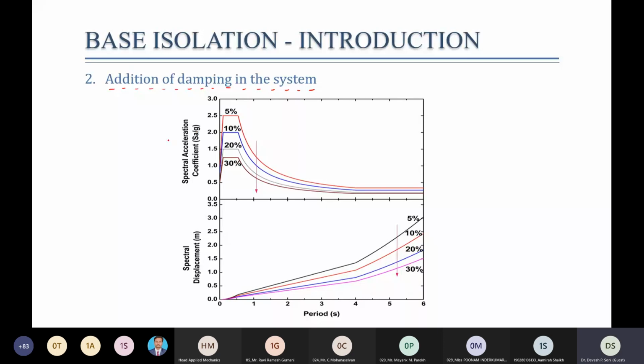To explain the influence of damping, we have plotted two graphs: one of spectral acceleration versus time period, and the second of spectral displacement versus time period. The graphs are plotted for different values of damping, say 5%, 10%, 20%, and 30%. Here we can see from this graph that as the damping increases from 5, 10 to 30, as we move down, the spectral acceleration value decreases. And when the spectral acceleration values decrease, the total horizontal force, base shear or earthquake force all reduce. Similarly, damping is also useful in reducing the spectral displacement. On the y-axis we have plotted the spectral displacement, and upon increasing the damping, spectral displacement also reduces. So these are the two main reasons for the effectiveness of base isolation: period elongation, and the addition of damping.